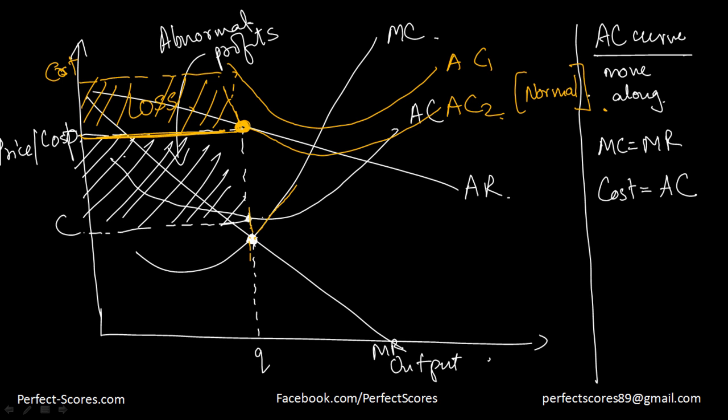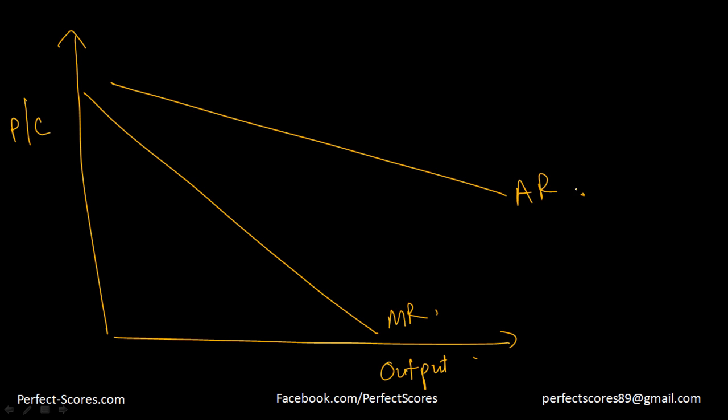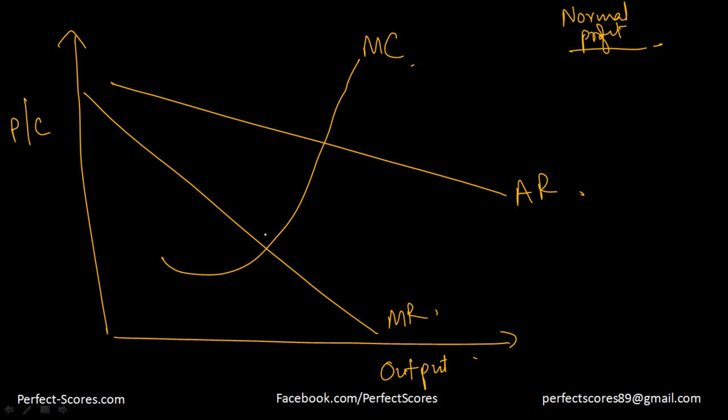So suppose you're understanding this point over here, just for doing it again, I'll actually do it again. This over here is your price or cost, and this over here is your output. Fine. And this over here is your marginal revenue, and this over here is your average revenue. So let's suppose this is the case of normal profits, right? And this over here is my marginal cost. So when marginal cost meets the marginal revenue, this is the optimum output, and this is the price that I'll be producing at.